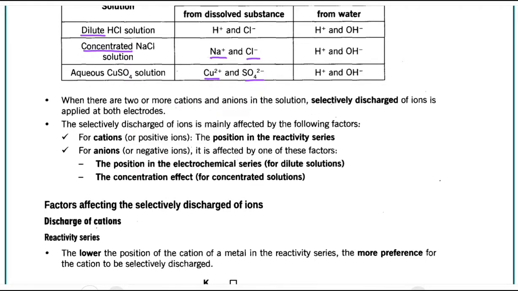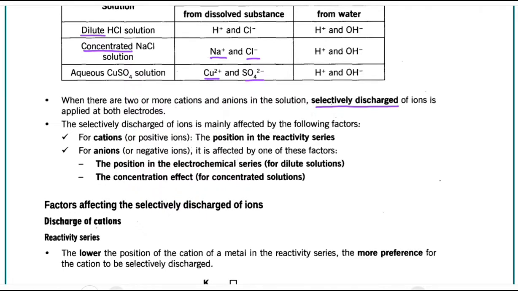Then selective discharge becomes something that we have to apply, such that we can know which ions are discharged at the anode, as well as at the cathode. So the selectively discharged ions mainly are affected by the following factors.